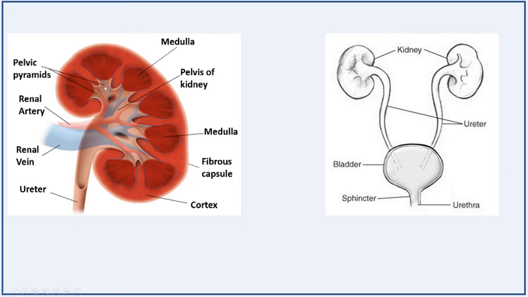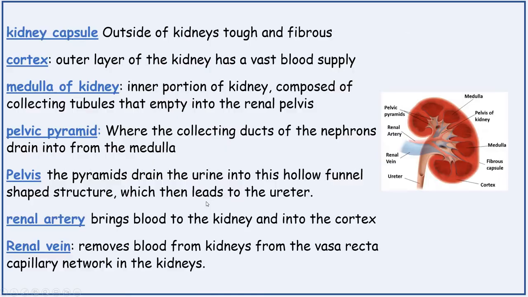And then this bit here, shown in a beigey colour, is the pelvis of the kidney. The bit around the outside is called the cortex. And then it's covered in a fibrous capsule. So the kidney capsule is the outside of the kidney, and it is tough and fibrous.